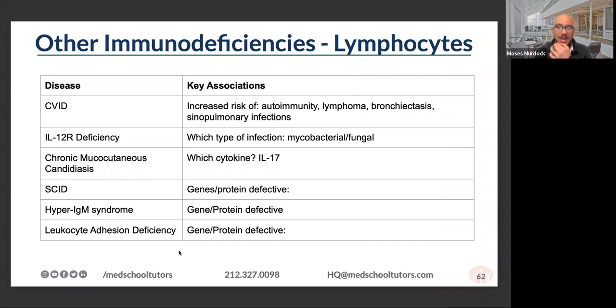Okay. Next up, we have SCID. I mentioned SCID before, severe combined immunodeficiency. Here's where we're going to get into some of the genetics of SCID. I love it. IL-2 receptor. That's absolutely right. Remember that IL-2 is a T cell stimulatory cytokine, but if you don't have T cells, you're going to end up with B cell defects as well. So that is a pretty common one.